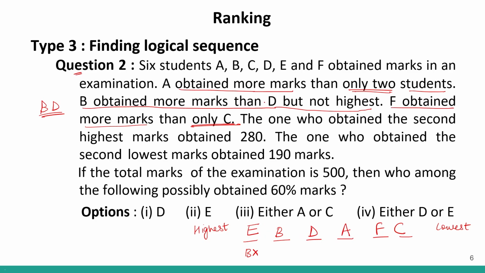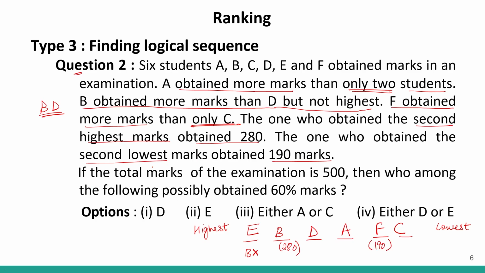Now, the question says that the one who obtained the second highest marks obtained 280. So second highest will be B. B has obtained 280 marks. The one who obtained the second lowest marks has obtained 190 marks. So second lowest will be F. F has obtained 190 marks.